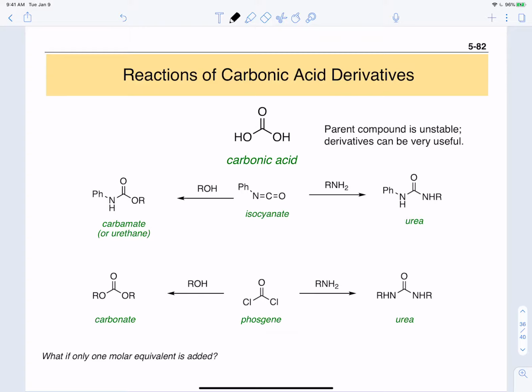So now we're going to move a bit beyond the carboxylic acid derivatives. We're talking about carbonic acid derivatives. Note that this carbon has even more carbon-oxygen bonds. We have 4 total carbon-oxygen bonds here: 2 single bonds and 1 carbon-oxygen double bond. This is a higher oxidation state than a simple carboxylic acid derivative.